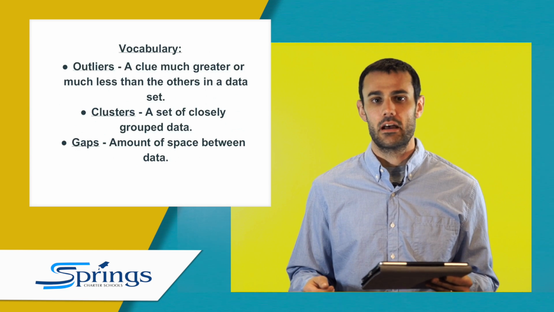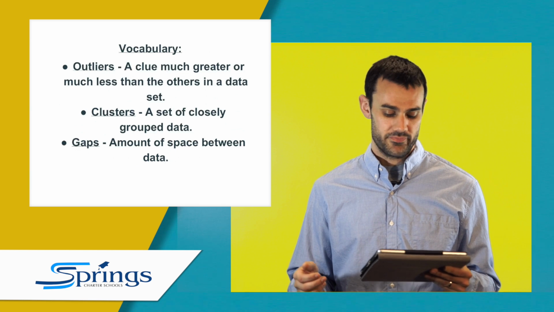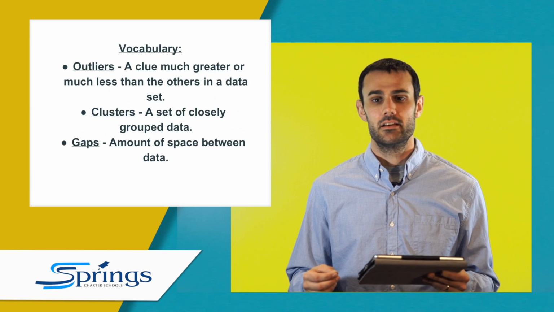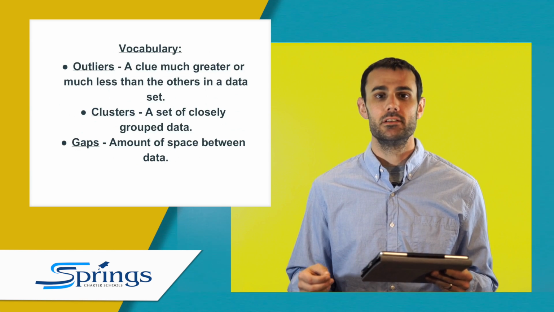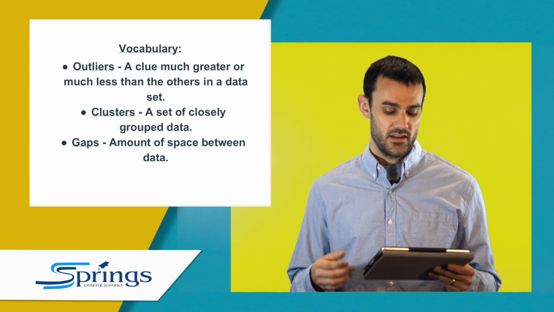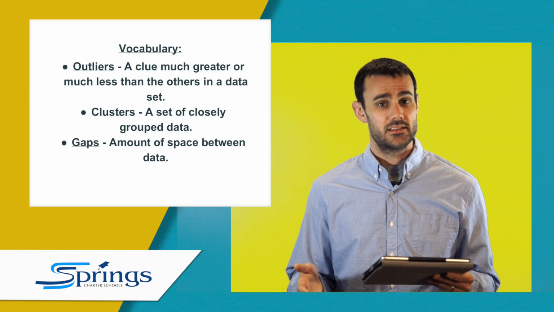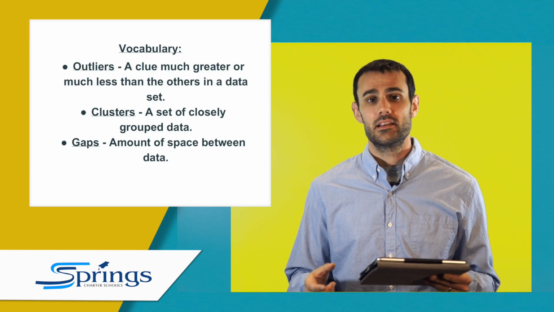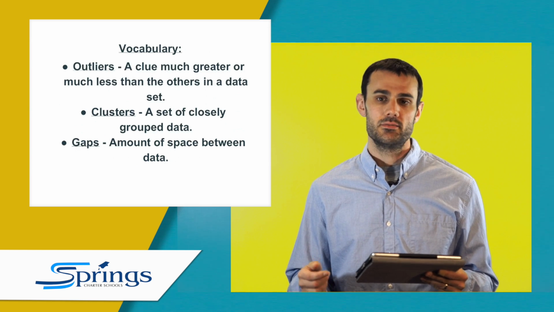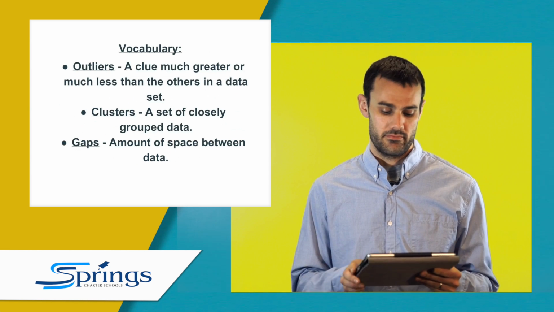Clusters is another good vocabulary word used to describe a scatter plot. It's a set of closely grouped data. This means that they could even be sitting on top of each other in terms of data points. And gaps: the amount of space between data. Sometimes when we graph sets of data, we find that there is a large amount of space in between them. And in this case, we refer to that as a gap.